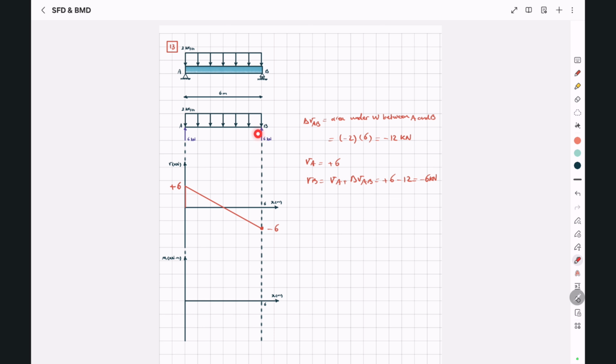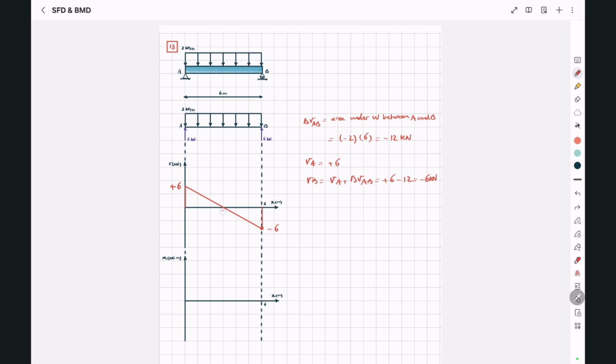And finally, at point B, we have an upward concentrated load with a magnitude of +6. So we're going to have an upward jump at point B. -6 plus 6 will bring us back to shear force equal to 0. So this is how our shear diagram will look. Now, by looking at this shear diagram, we can see that right in the middle of the beam, the shear force is equal to 0.